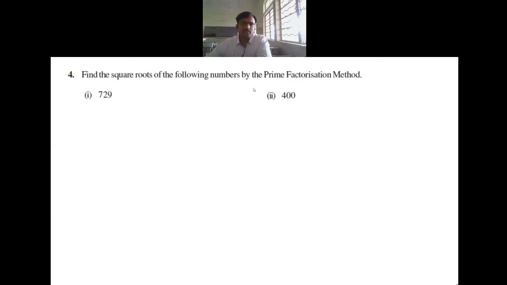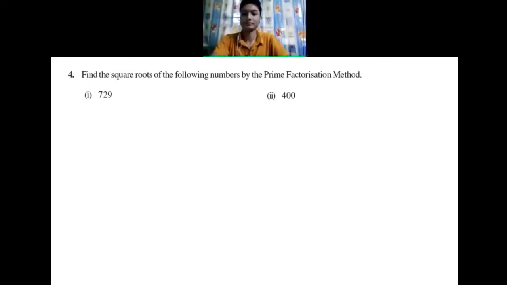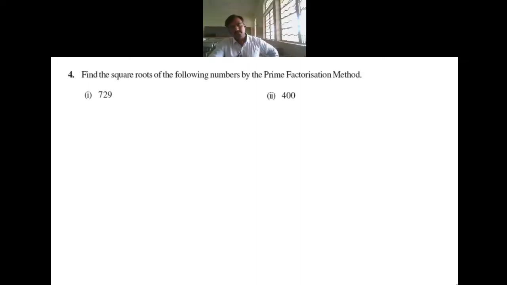We had solved four questions, finding the square root by the prime factorization method. Yes, sir. 729 we had calculated, and it was 27.